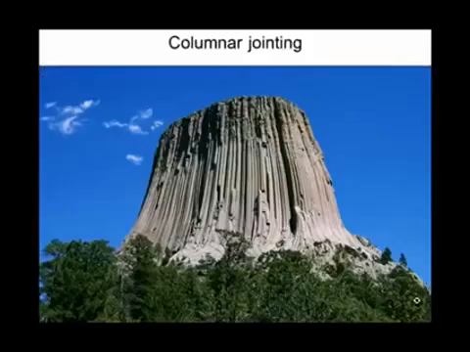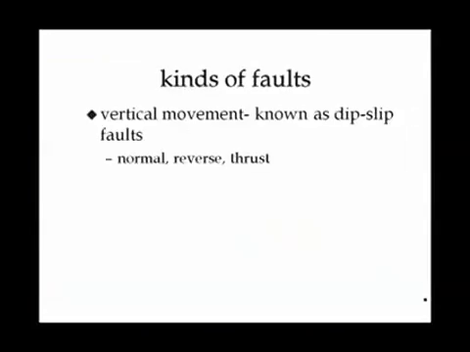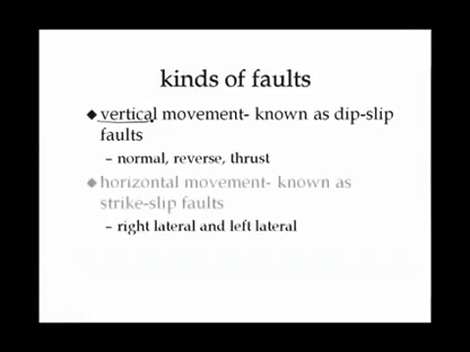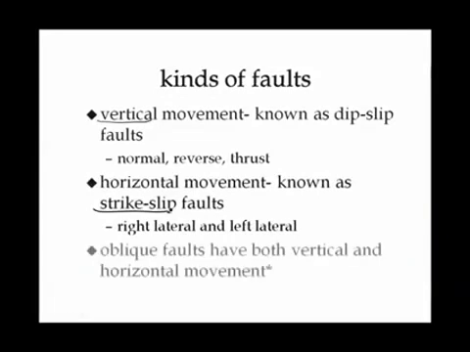I hope you all recognize Devil's Tower, a perfect example of columnar jointing from the cooling of lava. Now for faults. The kinds of faults are dip-slip faults, which are from vertical movement, and you have normal, reverse, and thrust. You have horizontal movement, giving you strike-slip faults, left lateral and right lateral, or you could have oblique faults with both vertical and horizontal.